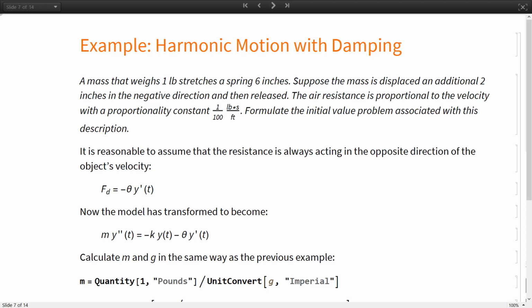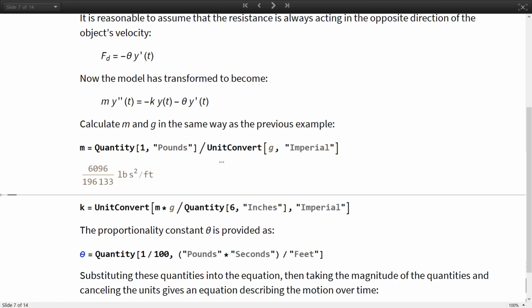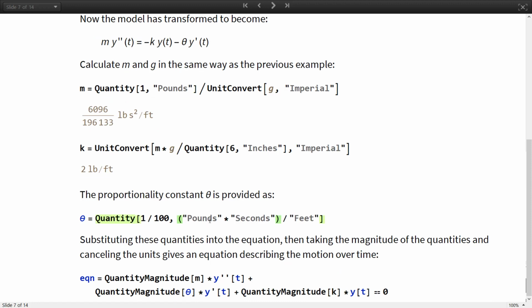We are first going to assume that the air resistance always acts in the opposite direction of the object's velocity, so we can write the force of air resistance in this form here. Now, the differential equation for the motion of the mass has this additional term in it. We can calculate the value for m in the same way we did in the previous example, and similarly for k. The proportionality constant to account for air resistance was given to be 1 over 100.